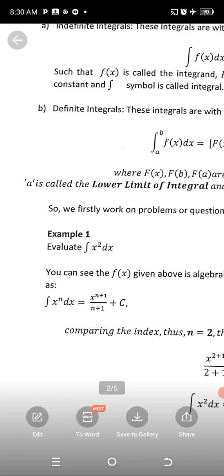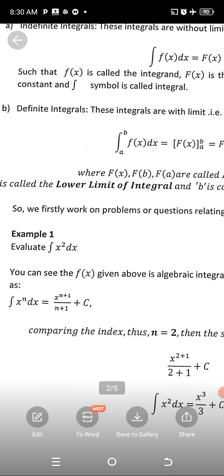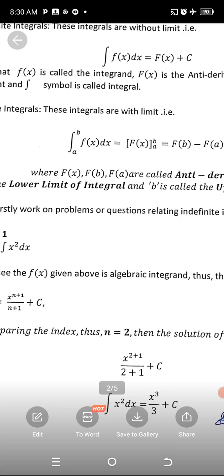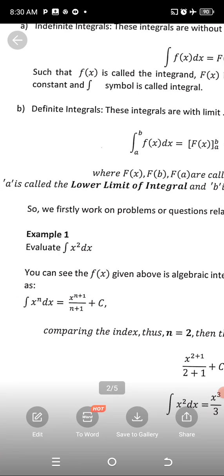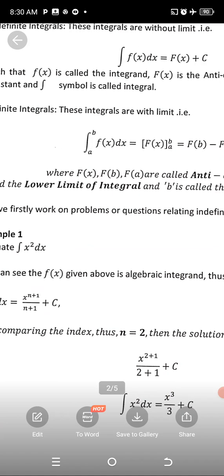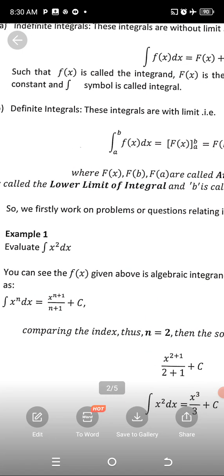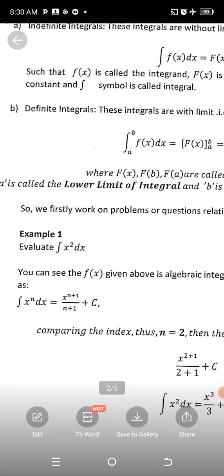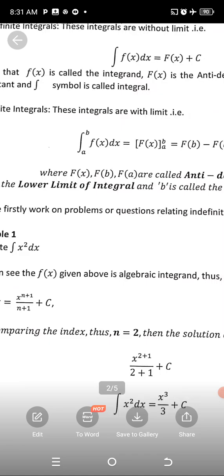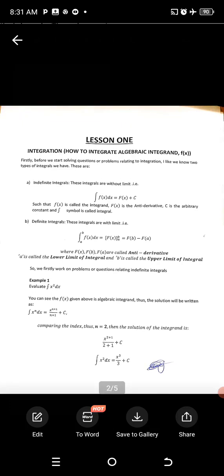Comparing this with the question you are being asked to evaluate, you can see that x is raised to power 2, that means your n is going to be 2. So just substitute n with 2; wherever you see n, you write 2. You apply this and you get the answer. It's very straightforward. Your answer is going to be x raised to power 2 plus 1 over 2 plus 1 plus the arbitrary constant. Which means the integration of x squared dx is x raised to power 3 over 3 plus c. That is the integration for example 1.